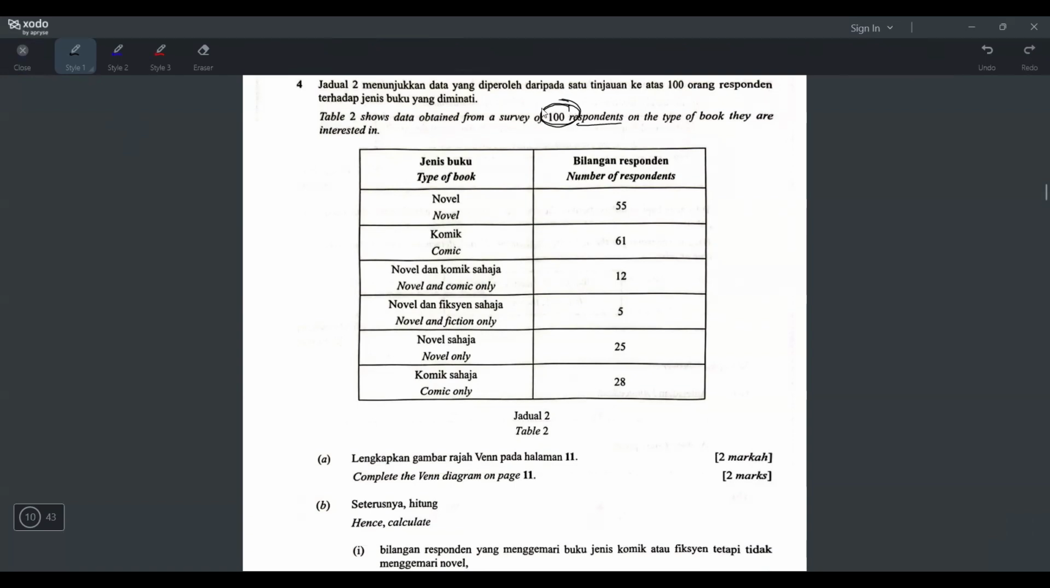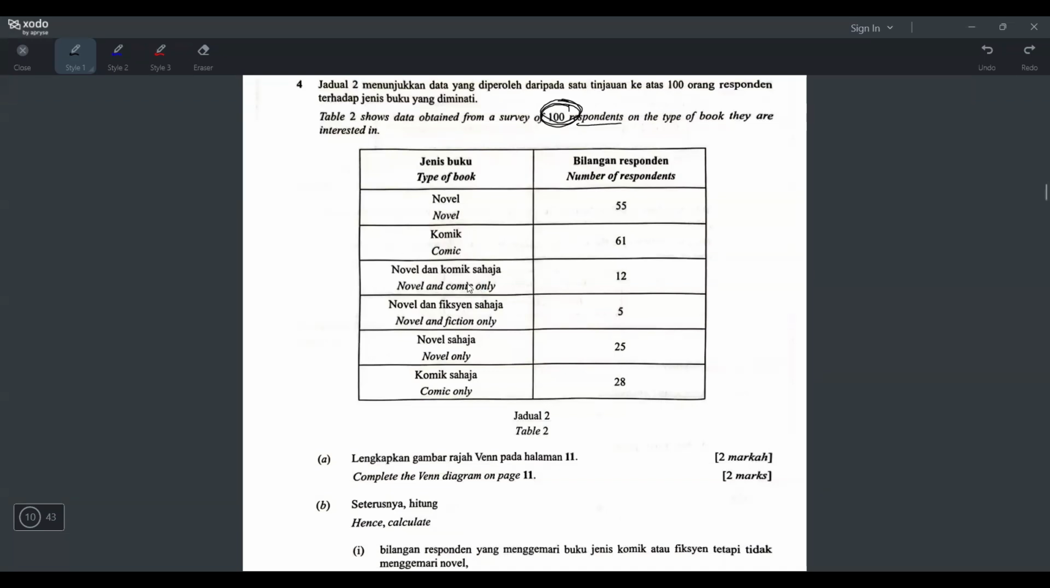Okay, so for now, I will just circle it first. Now it says novel 55, comic 61, novel and comic only. Oh, I see the word only. Okay, I think I know what chapter this is. This is the Form 4 chapter, the set punya chapter. Is it chapter 4? Yeah, I think it's chapter 4. The operation on set punya chapter kan? Set punya bab. Alright.